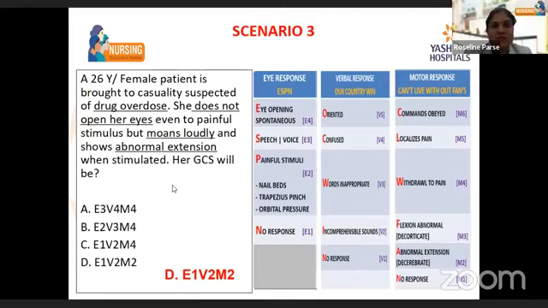So to revise, we have been discussing neurological assessment, stressing more upon GCS and pupillary assessment. In GCS, we have eye response, verbal response, motor response. The top score, or the best score, is 15. In traumatic brain injury, 13 to 15 is considered mild injury, 9 to 12 is moderate, and anything 8 or less than 8 is considered severe brain injury.